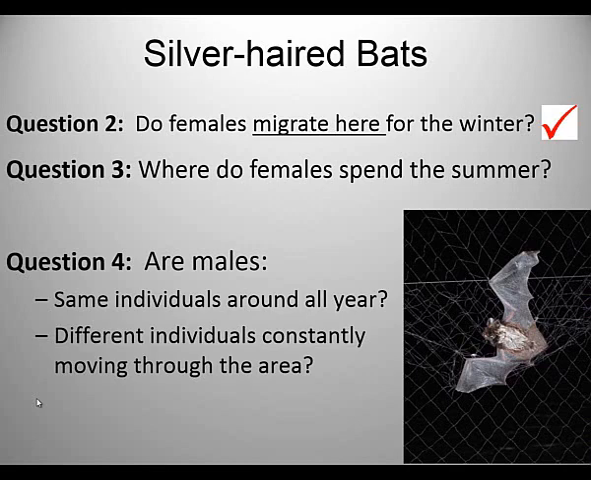Where exactly do the females spend their summers? That was a conceptual model. I don't actually know that they're spending it in inland California. And what about these males? Is it the same individuals that are there year-round, just kind of acting like resident species, even though they're known as a migratory species? Or is this sort of a steady stream of different individuals that are constantly moving through our area?